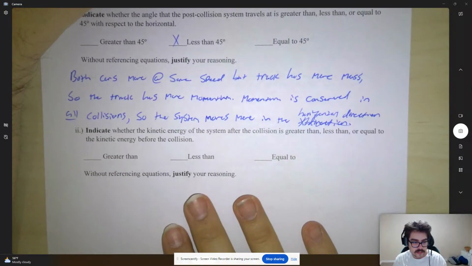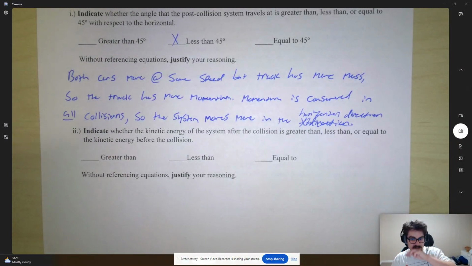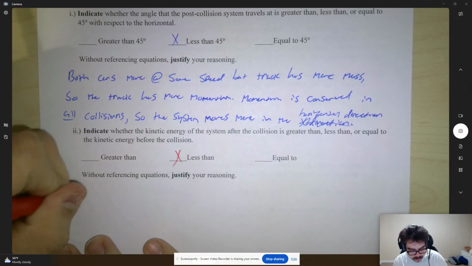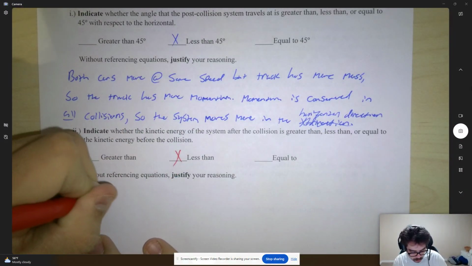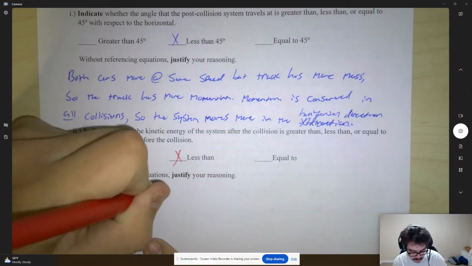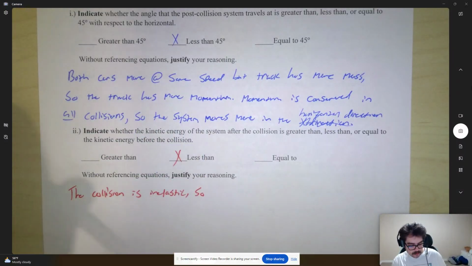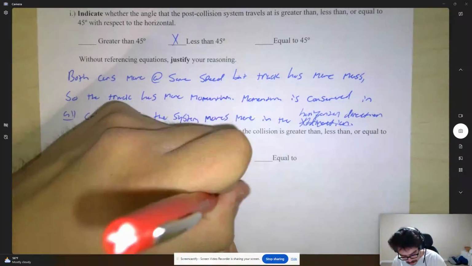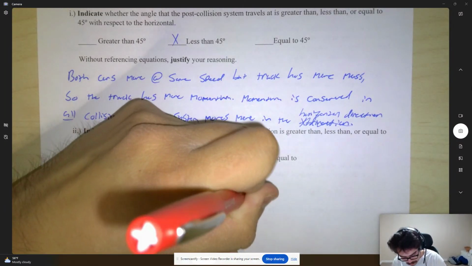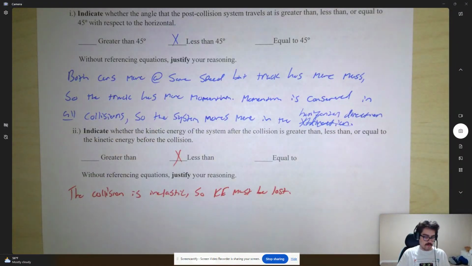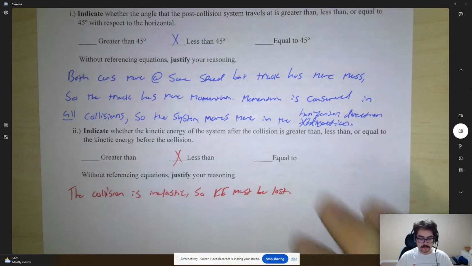Number 2 says indicate whether the kinetic energy of the system after the collision is greater than, less than, or equal to before the collision. Ha! Trick question. It's an inelastic collision because they stick together. So the collision is inelastic. So kinetic energy must be lost. I don't really need to explain more than that. I'm cool with that explanation.